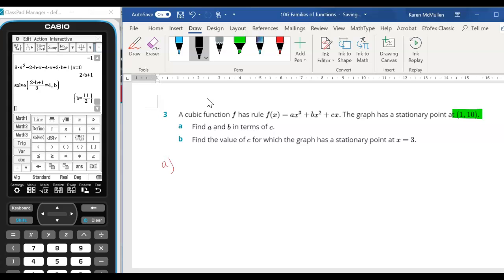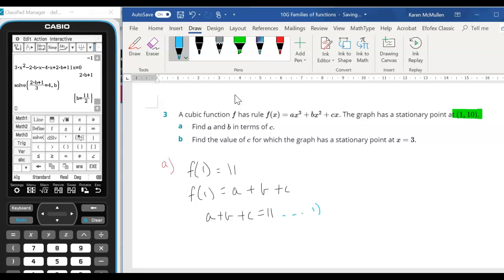Okay, so if I substitute in f of 1, so x equals 1, that is equal to 11. So let's substitute that in. So we've got a times 1 cubed is just a, b times 1 squared is just b, and c times 1 is c. So I know that a plus b plus c is equal to 11. Okay, so there's one equation. You can call that equation 1 if you like.